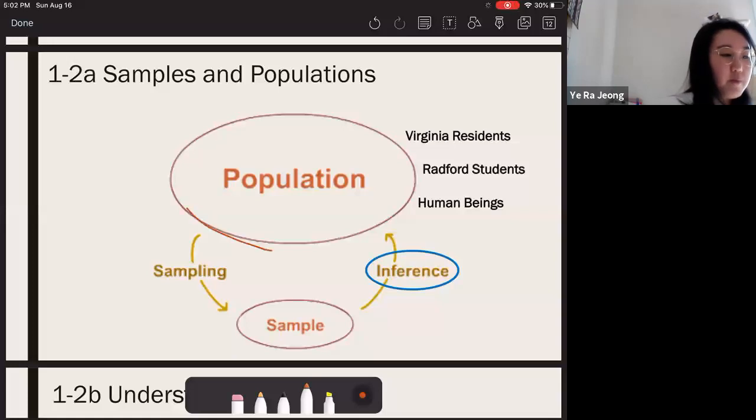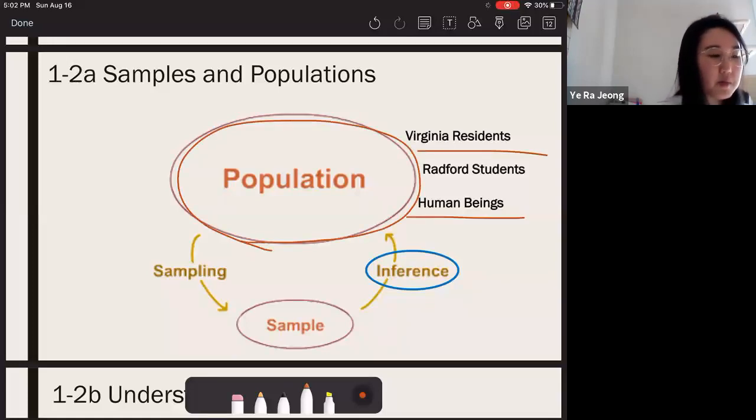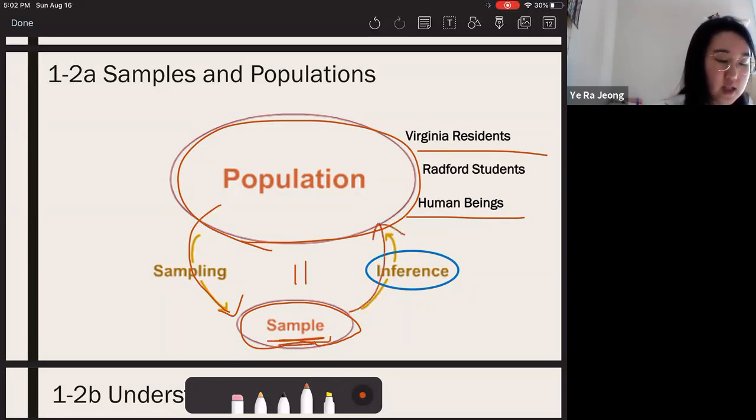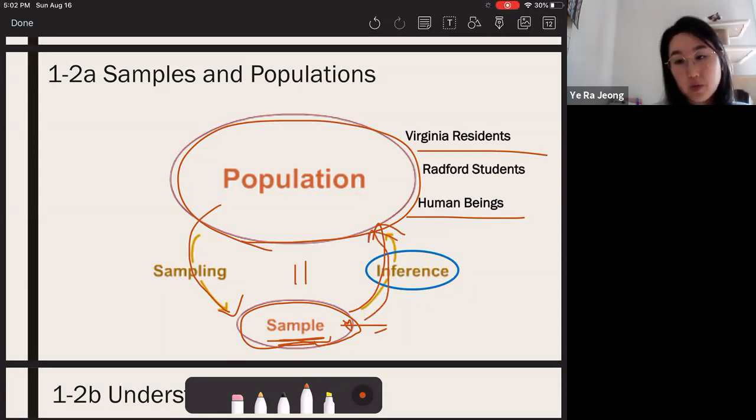So again, you have a population of interest, whether it's all Virginia residents or all human beings. It's hard to test all of them, so you use a sampling procedure to get a sample that almost accurately represents the population, and whatever we find in the sample, we use to make an inference or estimation about the population. Okay, so this is what we found in the sample, so it must be true for the whole population.